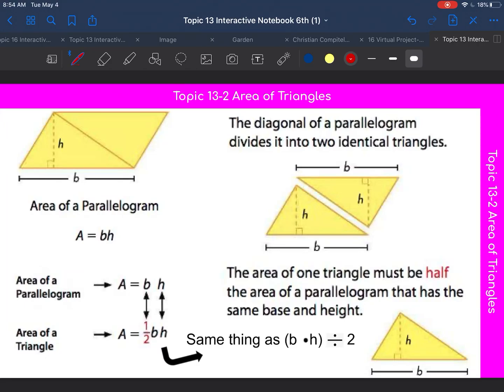Good morning, sixth graders. So what we are going to be talking about today, we're going to be continuing talking about shapes, but we're going to focus solely on triangles and how to find the area of triangles.